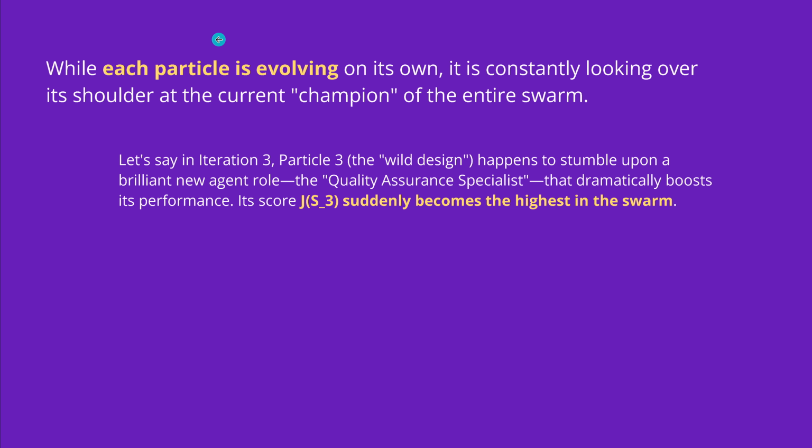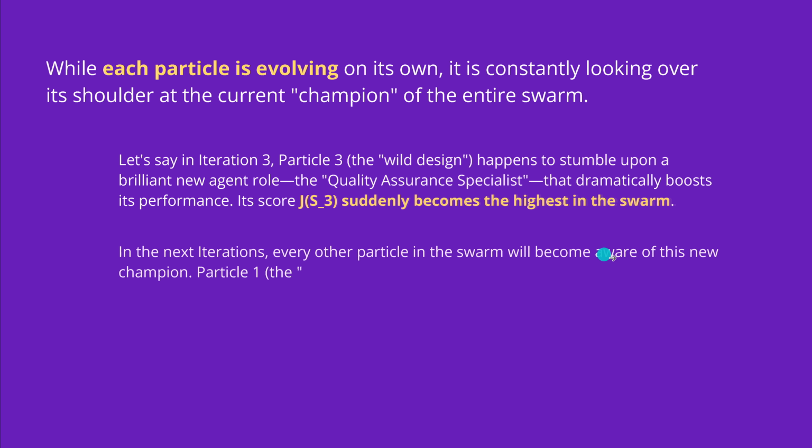So while each particle, and this is a multi-agent system, is evolving on its own, it is constantly looking over the shoulders of the others, and it looks over to the champion, and they learn from each other. Né? And we have a score, it's transparent, beautiful.